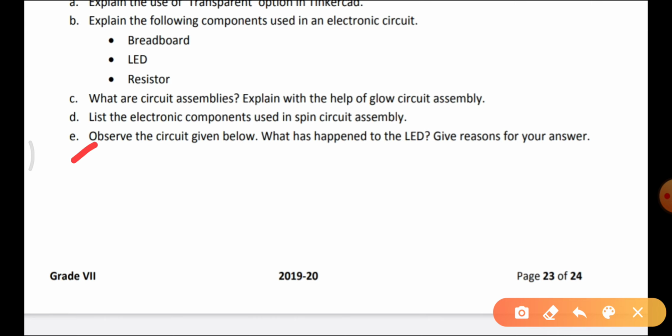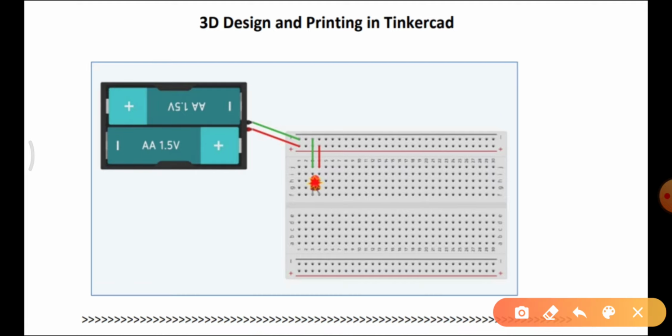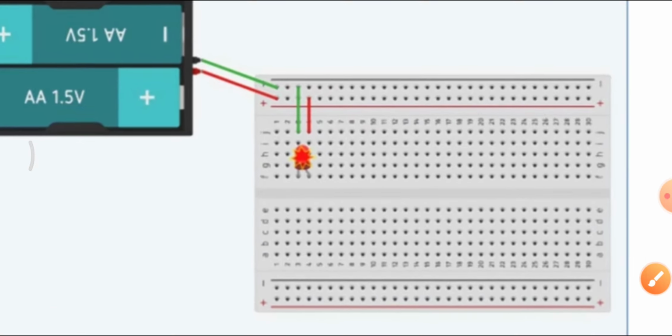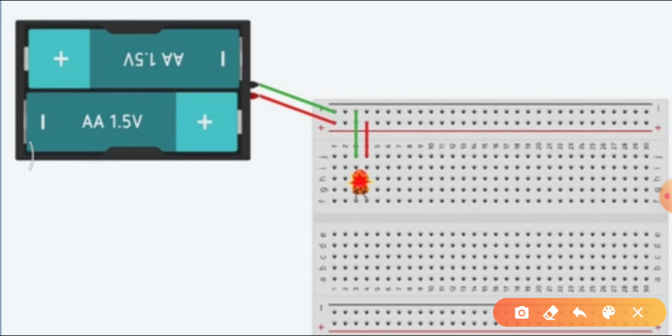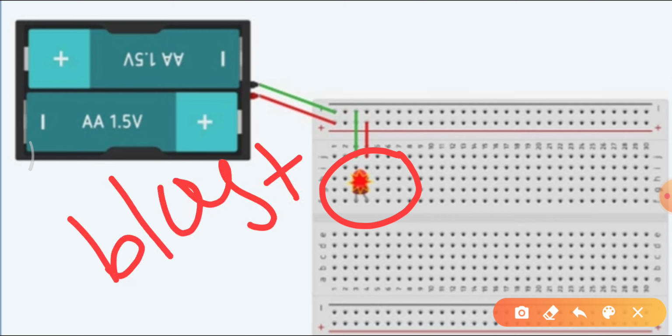The last question is, observe the circuit given below. What has happened to the LED? Give reasons for the answer. Yes, now here I will answer the explanation of resistor also. Just look at the diagram now. Friends, it's very easy to understand, and we have done this practically in the lab. As you can see, there is a LED light and it shows a blast. Okay, so it is a blast.